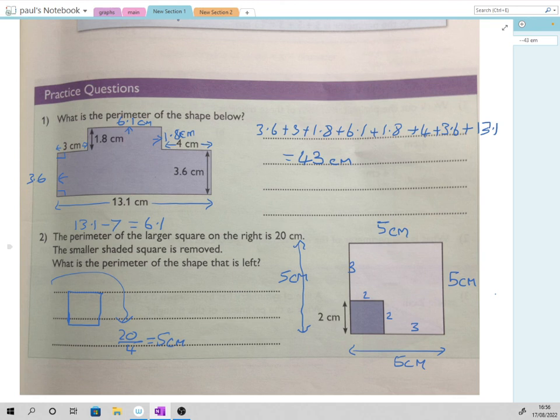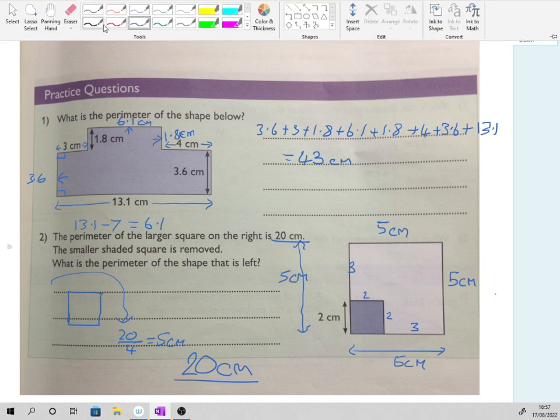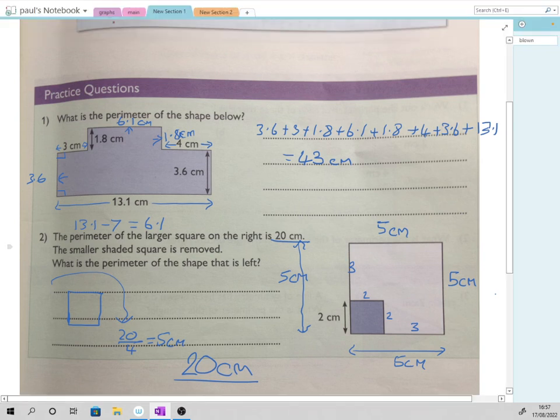So 5 plus 5 is 10, plus 3 is 13, plus 2 is 15, plus 2 is 17, plus 3 is 20. 20 centimeters. Now, don't be confused because the original shape was 20 as well. Well, of course it's the same, isn't it? Because what we've done, instead of going 2 and 2 going round the outside, we've gone 2 and 2, exactly the same. Yeah, so it's 20 centimeters.